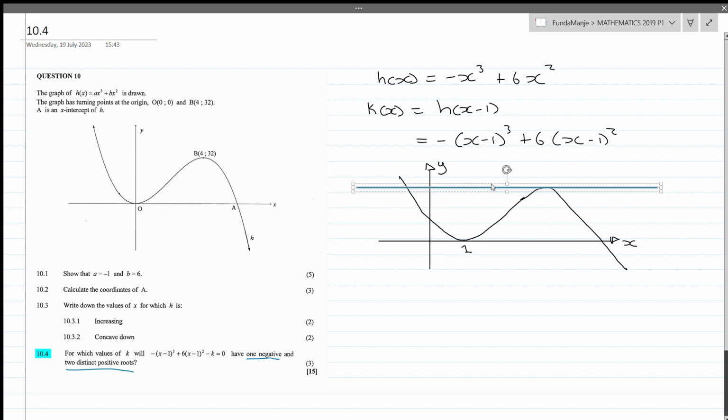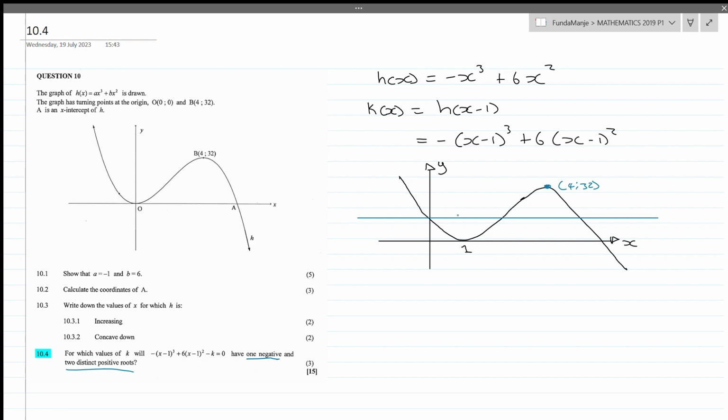Even if we're on this line, we are getting 2 of them here, but they are equal. They are not 2 and distinct. So we need to be strictly below this line and strictly above this line as well. So within this region bounded by these 2 blue lines, that's the region we need to describe. We already know what the maximum is because this point is given as (4, 32). So we know k cannot be greater than 32, which is that turning point there. But we now need to find out what that y-intercept is over here.